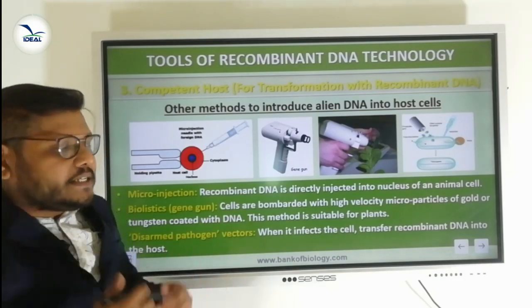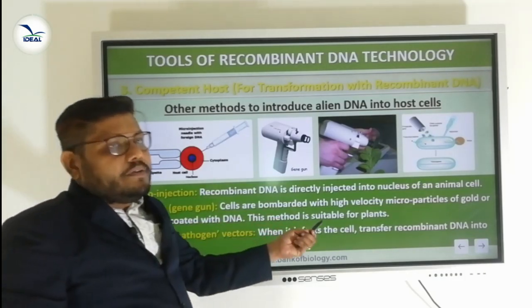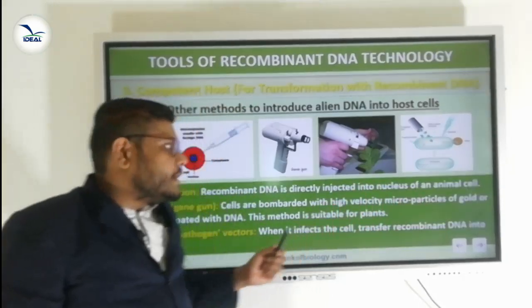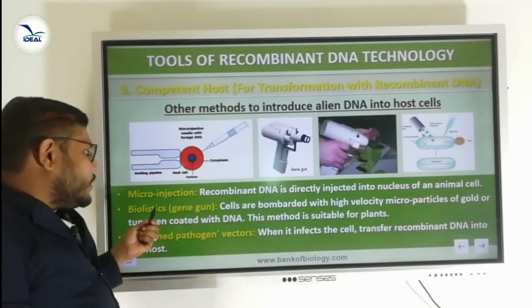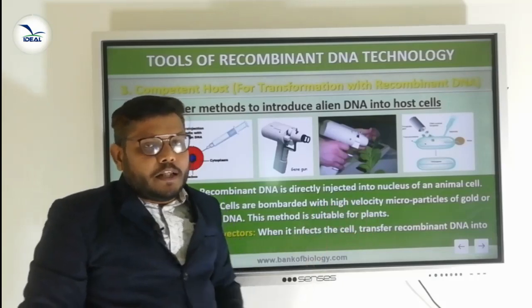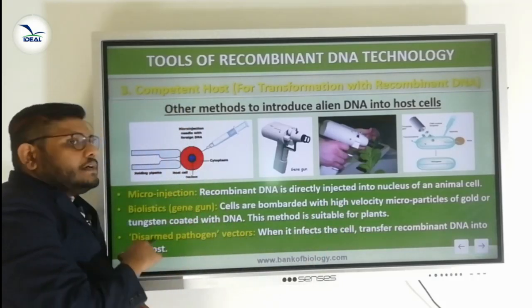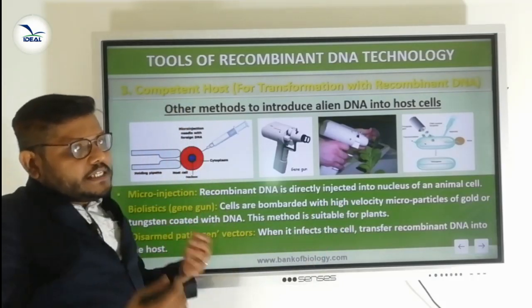It is the vectorless gene transfer method. The cells are bombarded with high velocity microparticles of gold or tungsten coated with the DNA. This method is suitable in plants. So in plants, which type of method are we using? Biolistic or gene gun method.